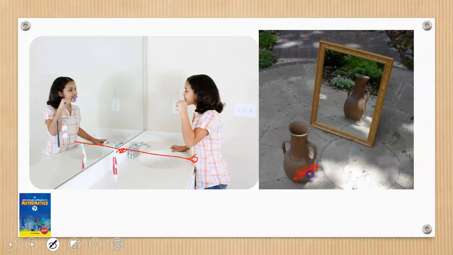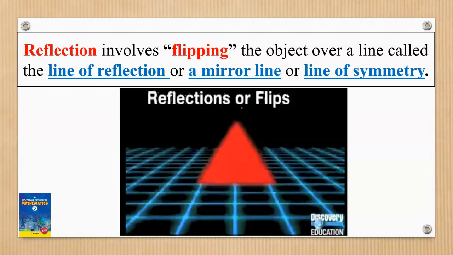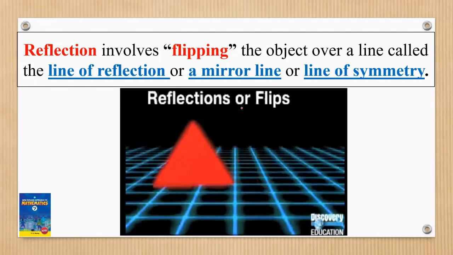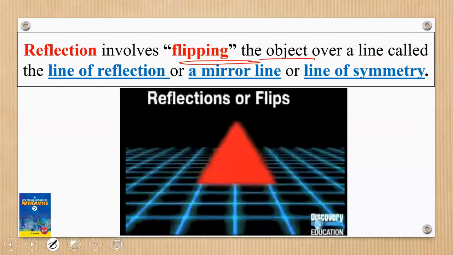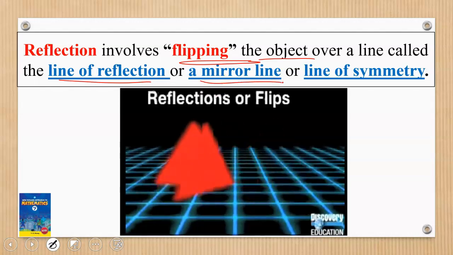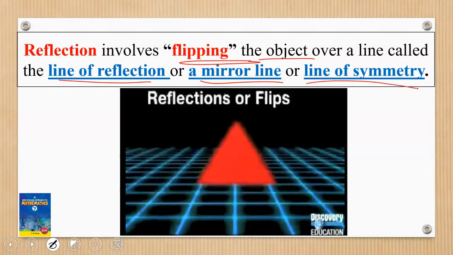When you look at the object here and its image, this is the mirror, and we call it the mirror line. So from the mirror to the object is the same as from the mirror to the image. So we say the image distance is equal to the object distance. We are going to use this to help us plot points and reflect them. So what we are trying to say in conclusion is that reflection involves flipping an object over a line called the line of reflection, or we can call it a mirror line, or we can call it a line of symmetry.